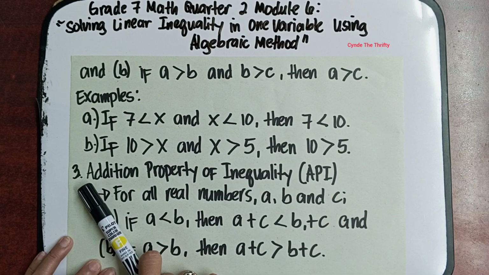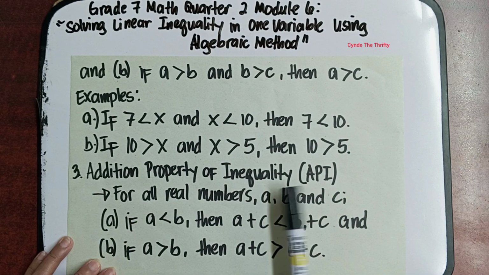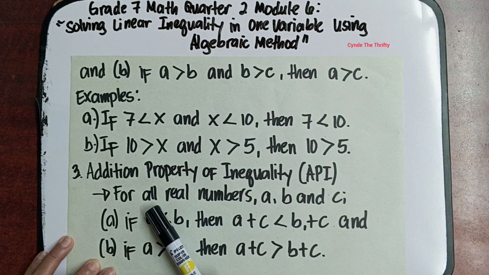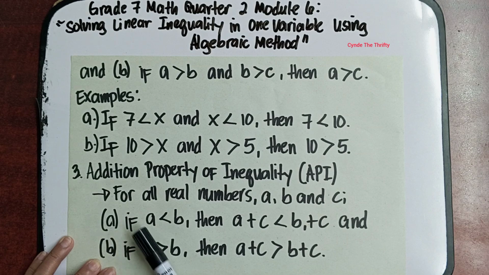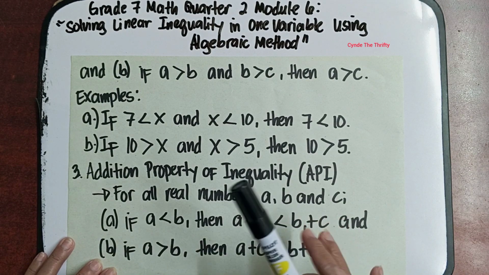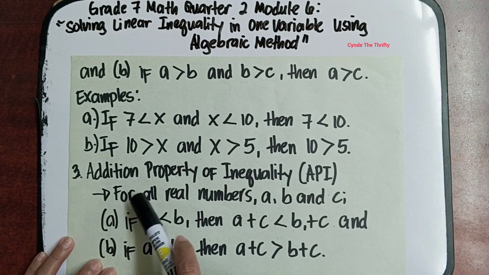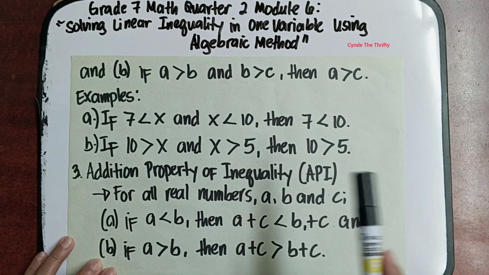Third is addition property of inequality, or API. For all real numbers A, B, and C, if A is less than B, then A plus C is less than B plus C. And if A is greater than B, then A plus C is greater than B plus C. Okay, so para lang itong addition property of equality. Itong ating addition property of inequality.